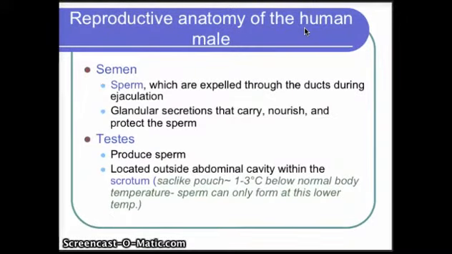Semen includes sperm, which are expelled through the ducts during ejaculation, and glandular secretions that carry, nourish, and protect the sperm. Testes are actually going to produce the sperm. They are located outside the abdominal cavity within the scrotum. This is the sac-like pouch that's about 1 to 3 degrees cooler or below normal body temperature so that sperm can form at this lower temperature.